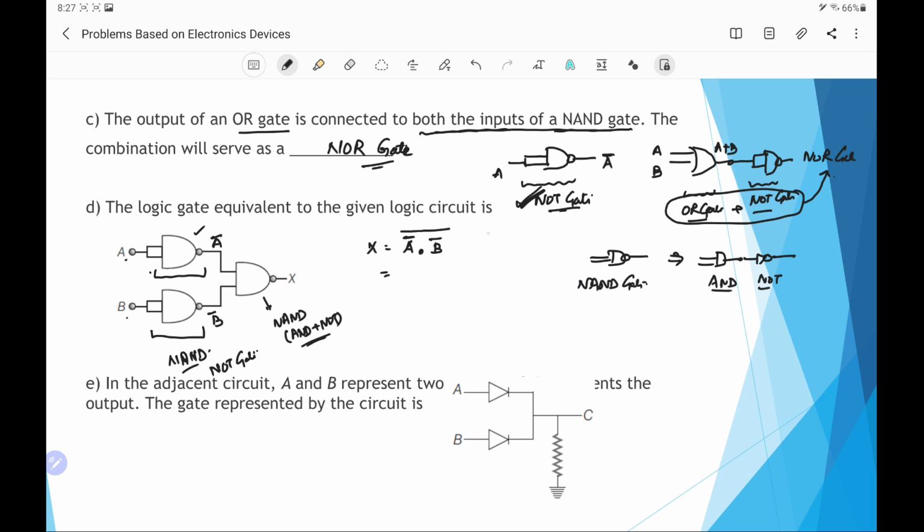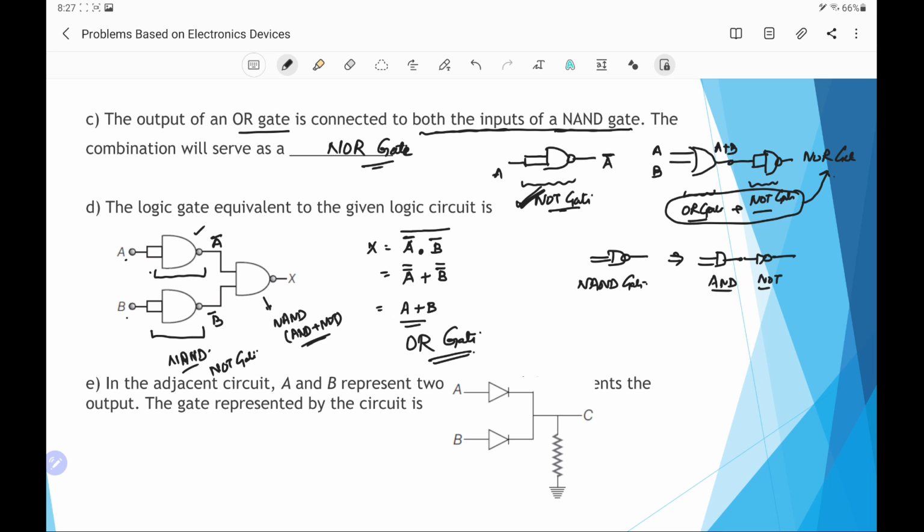Therefore, using the De Morgan's theorem, which we have earlier explained, it can be written as double complement of A, and this sign will be changed with plus, and this is the B double complement. And double complement of the variable will give variable itself, so it is A or B. So the given logic circuit will be an OR gate.